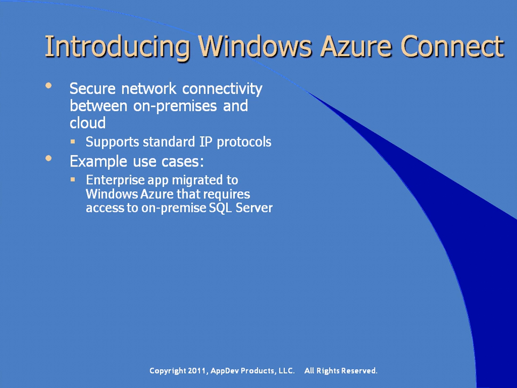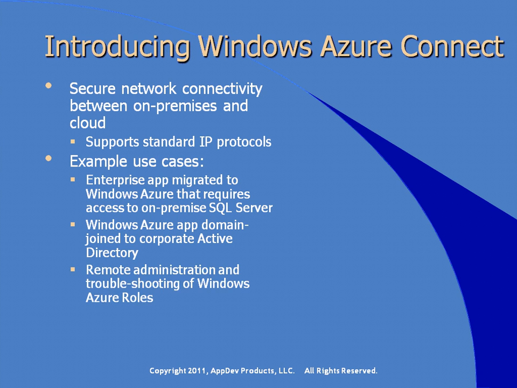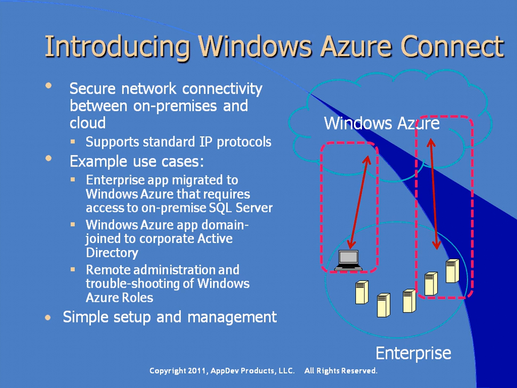One example would be if you have an enterprise app that is migrated to Windows Azure that requires access to an on-premise SQL Server, you certainly want to secure that traffic. Another example would be if you have a Windows Azure app domain joined to a corporate Active Directory domain. And the last example might be if you are doing remote administration and troubleshooting of a Windows Azure role. The great thing about this is that it is simple to set up and maintain. All this is done through the Windows Azure Management Portal.